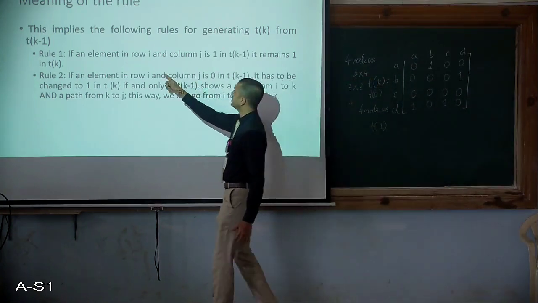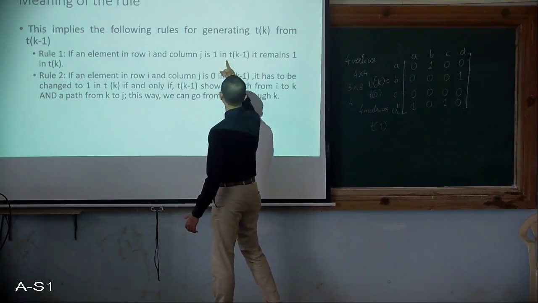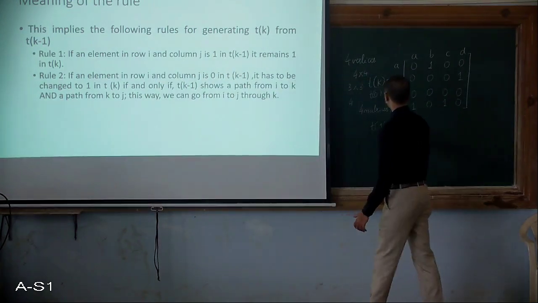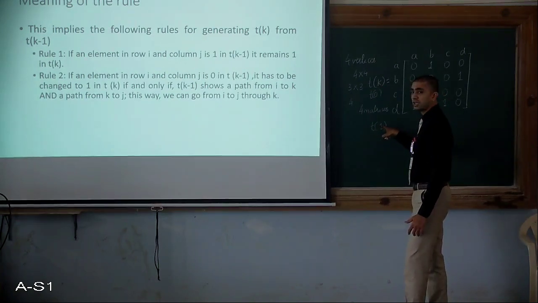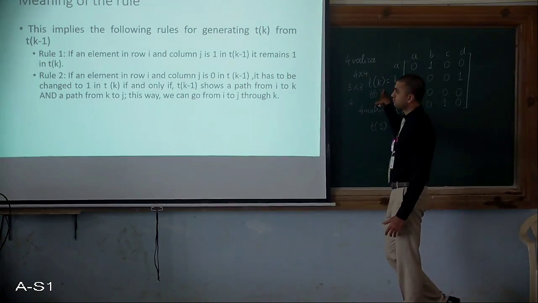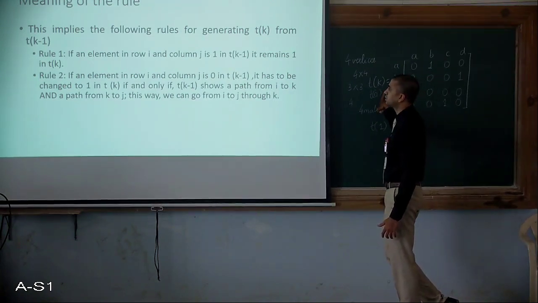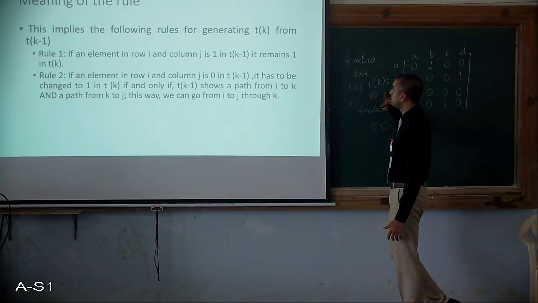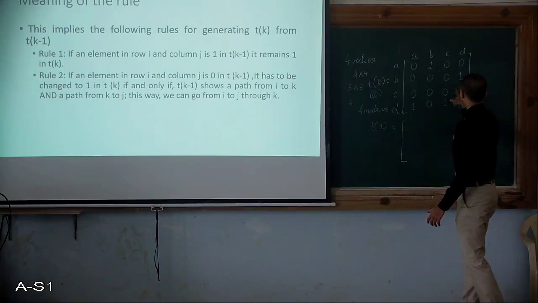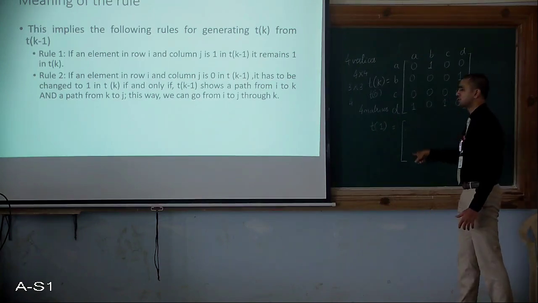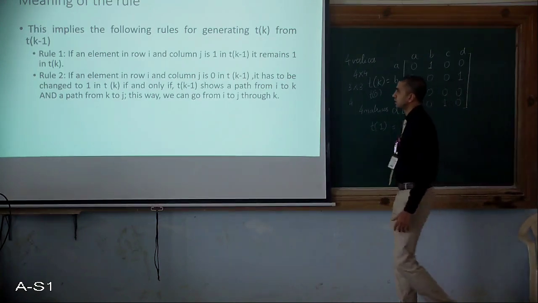If an element in the ith row and jth column is 1 in T of k minus 1, this is now T of k, where the value of k is 1, and 1 minus 1 is 0. If in this T of 0, in the ith row and jth column, the value is 1, it remains 1 in this as well. So wherever there are 1s, I'm going to retain them in this matrix as well. That is the first rule.